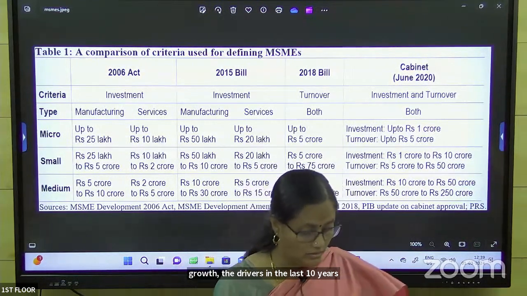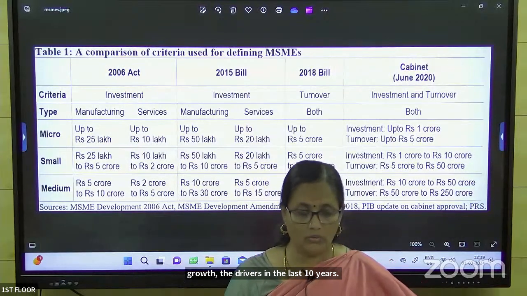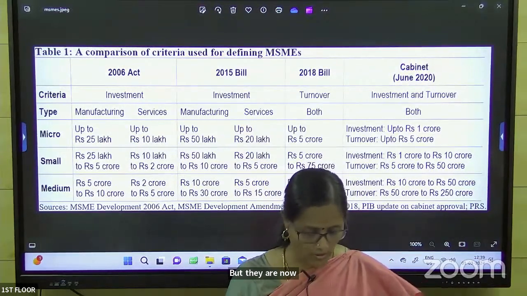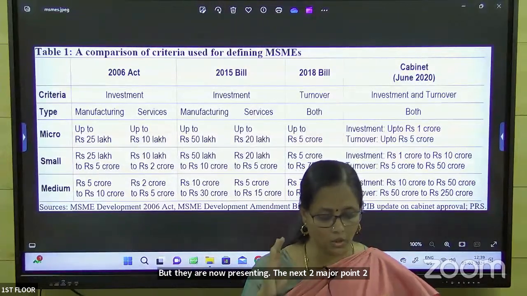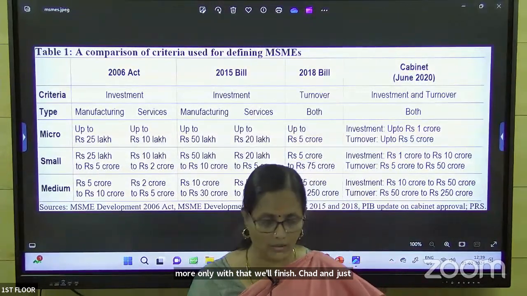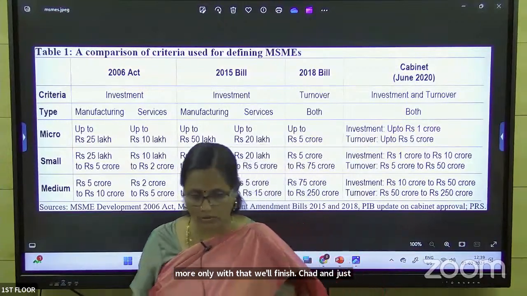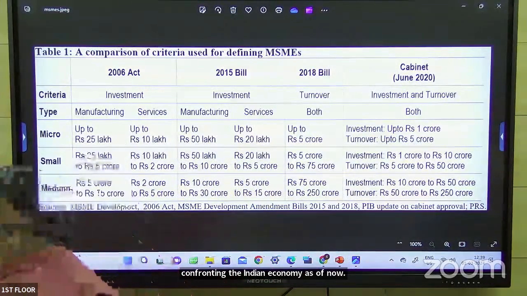But they are now presenting the next major point, two more only, with that we will finish: challenges confronting the Indian economy as of now.